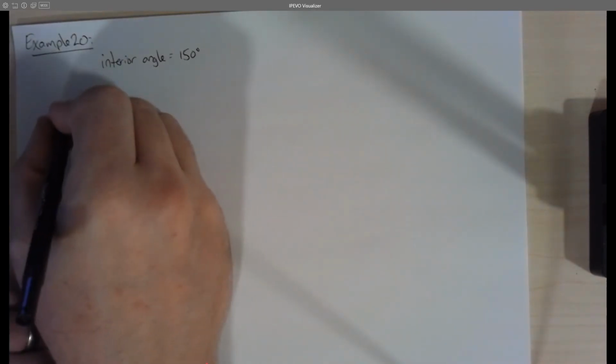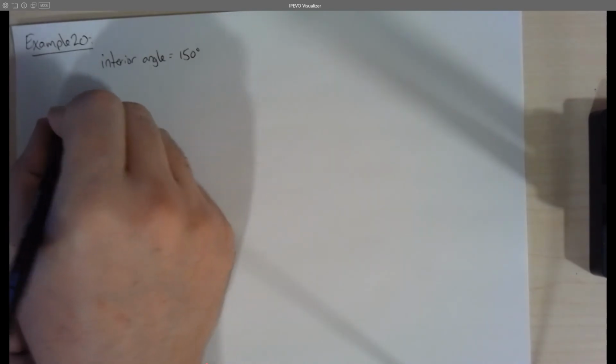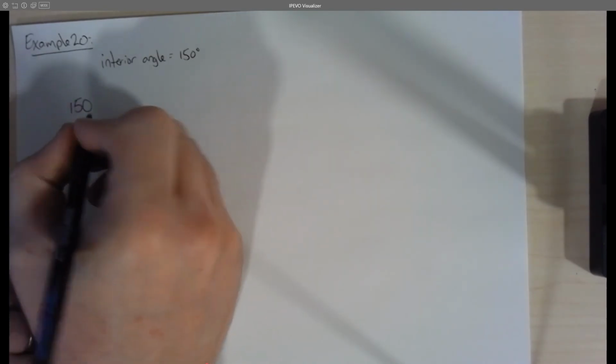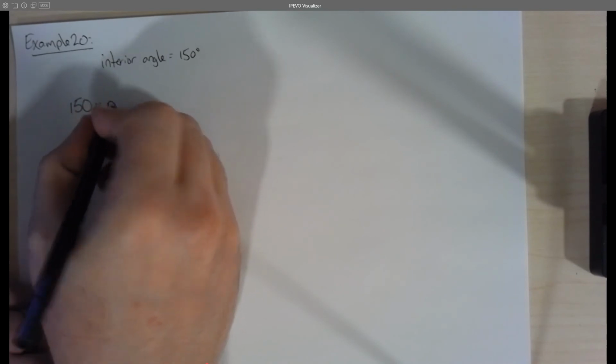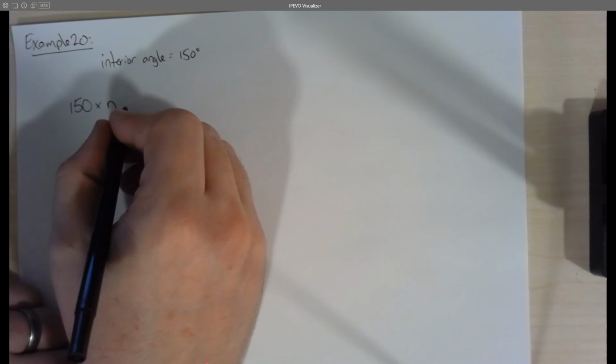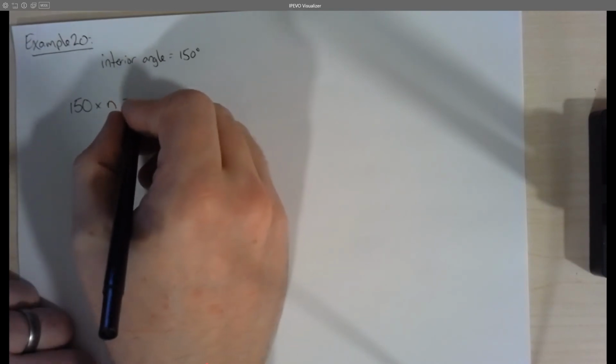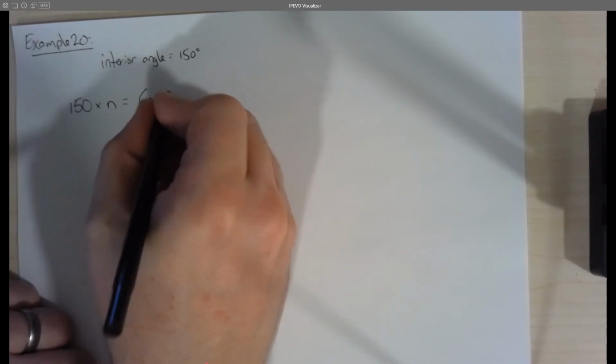There's two ways to figure this out. There's kind of like a method 1 and a method 2. Method 1 is probably a little bit more challenging. Our sum of interior angles we know is going to be 150, the interior angle, times n, however many sides, however many angles they're going to be, which is equal to the number of sides. And so that's going to be equal to our formula, n minus 2 times 180. We're going to have to use this in order to solve the rest of this question.